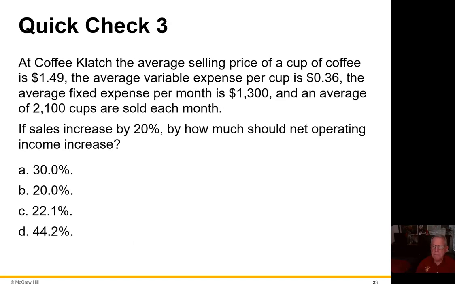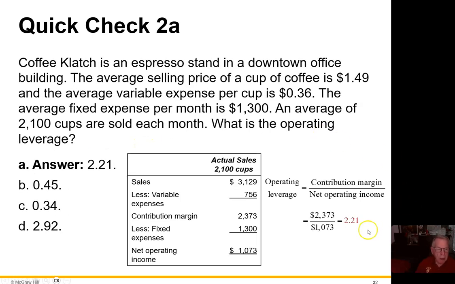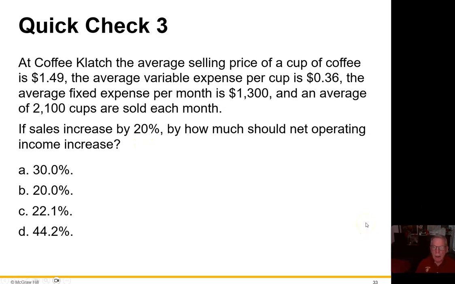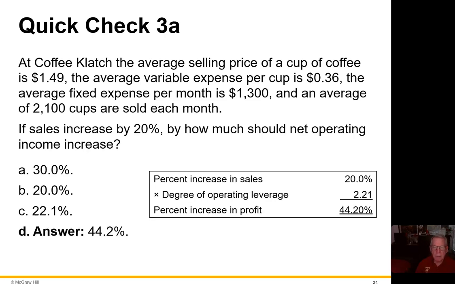So now, same situation. This time the sales increased 20%. So how much should net operating income increase? Well, we're going to take this 20% and multiply it by 2.21. And that's going to take us up to, I believe, 44.2 if I did that in my head properly. And I did. So the percentage increase in profit would be 44.2%.